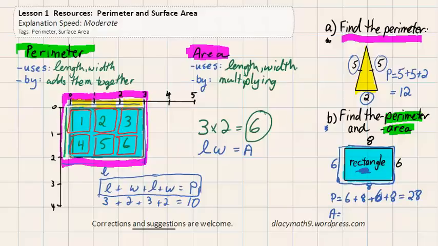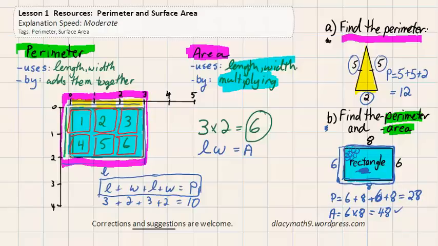Well, recall that the area uses length and width, but it does it simply by multiplying each once. So what I've got is 6 times 8, which is 48. And that's the answer right there. So it would take 28 units to go all the way around, and there would be 48 little tiles needed to cover the whole thing.